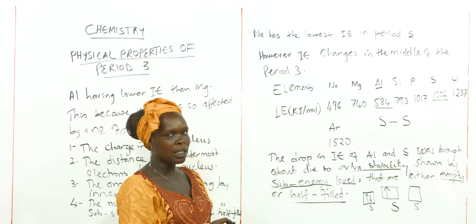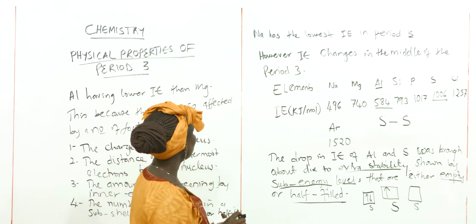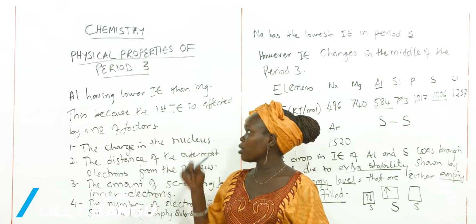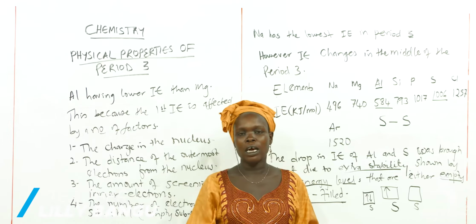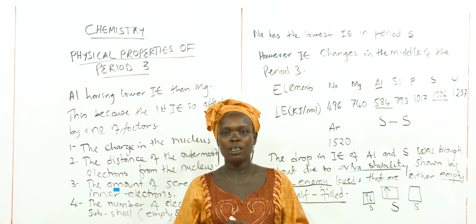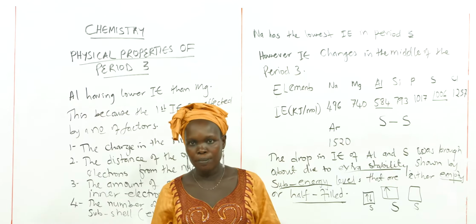So with this, learners, we have come to the end of the properties of period 3, which is ionization energy. Till we meet next time, we shall continue with the properties of period 3.